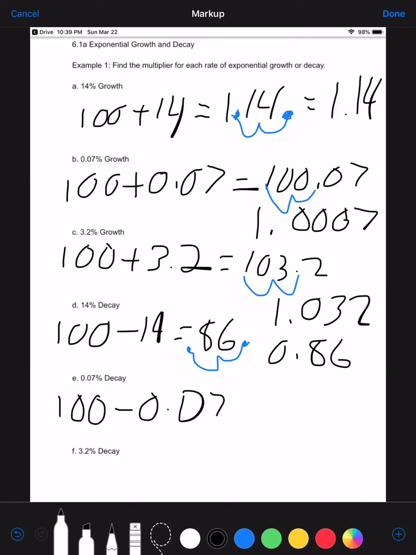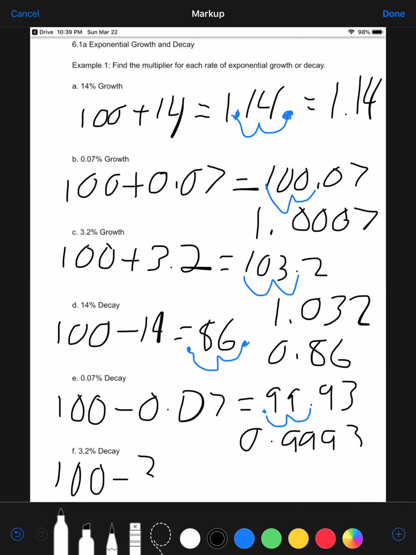So next we're going to do 100, still in decay, so we're going to subtract 0.07. So 100 minus 0.07, we'll get 99.93. Again, we're going to move that decimal spot 2 spots over. So now we have 0.9993.